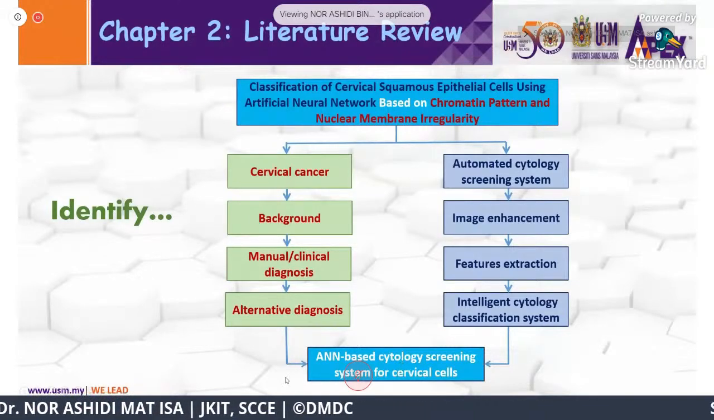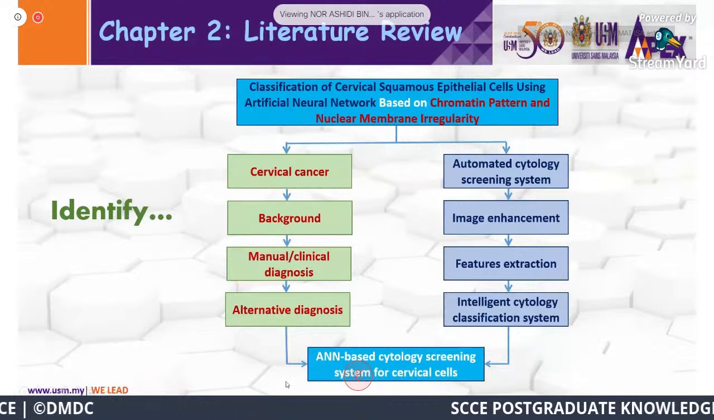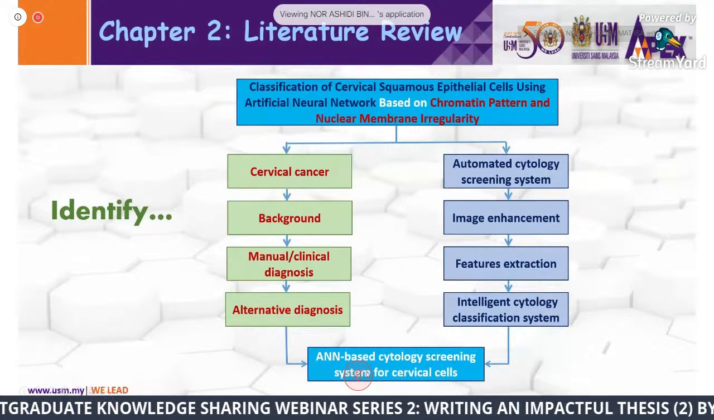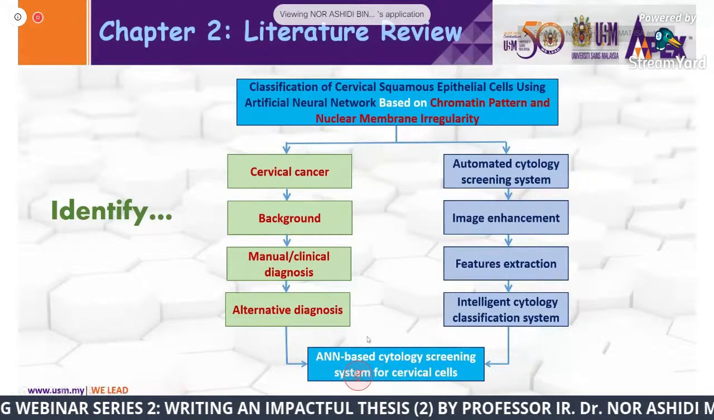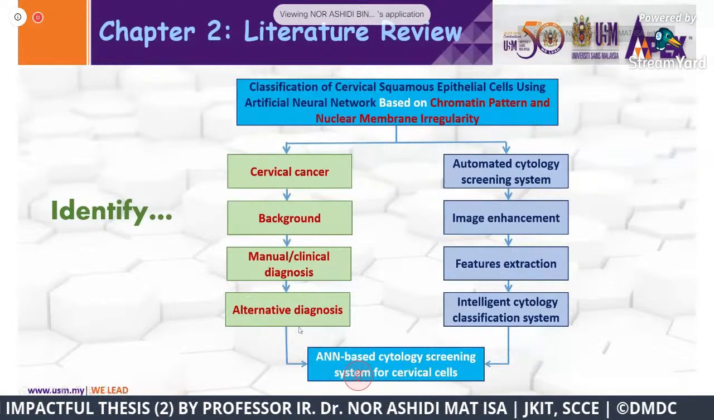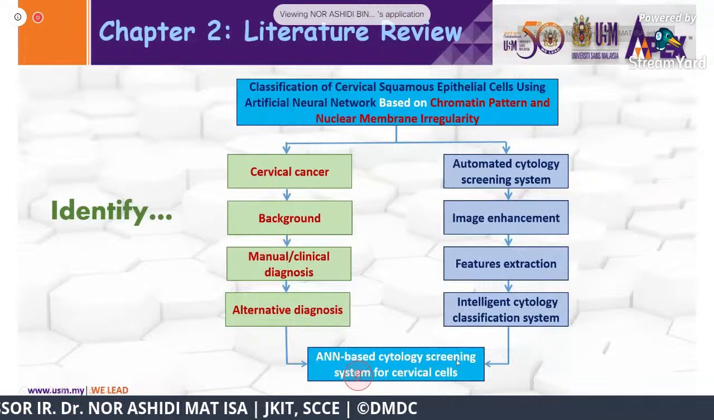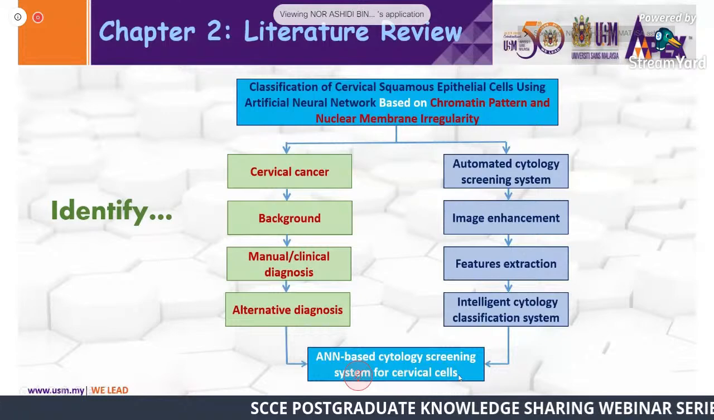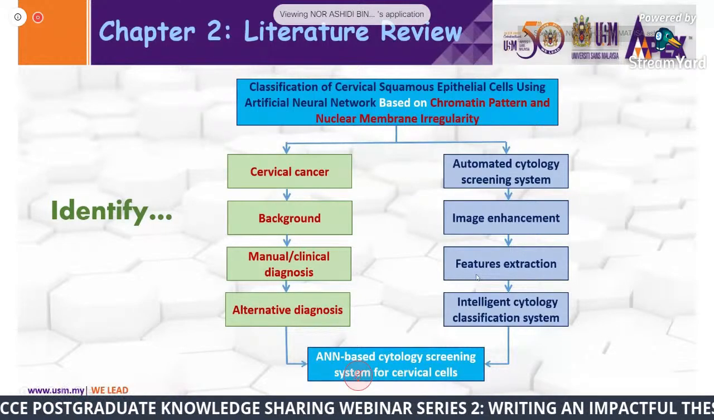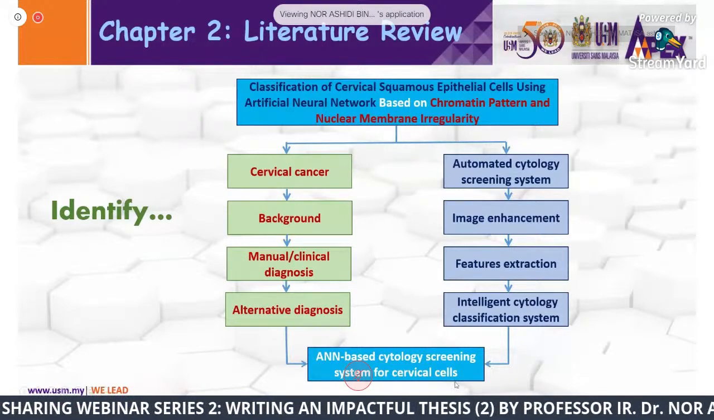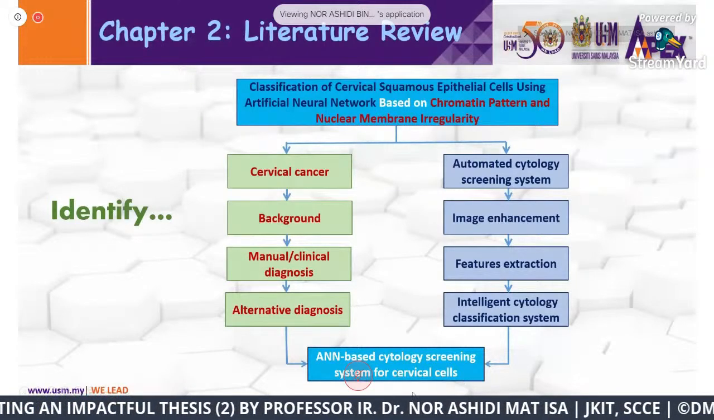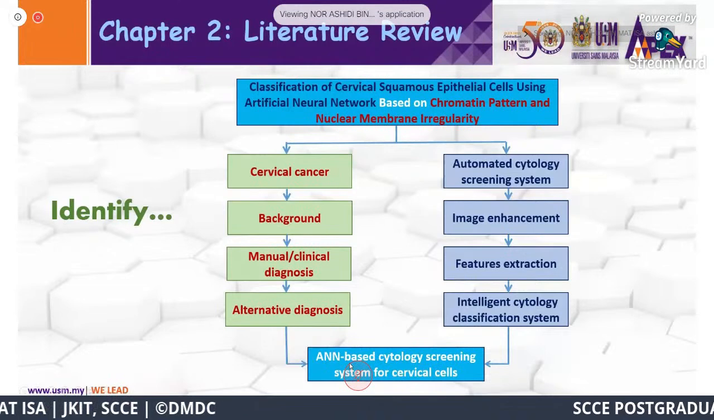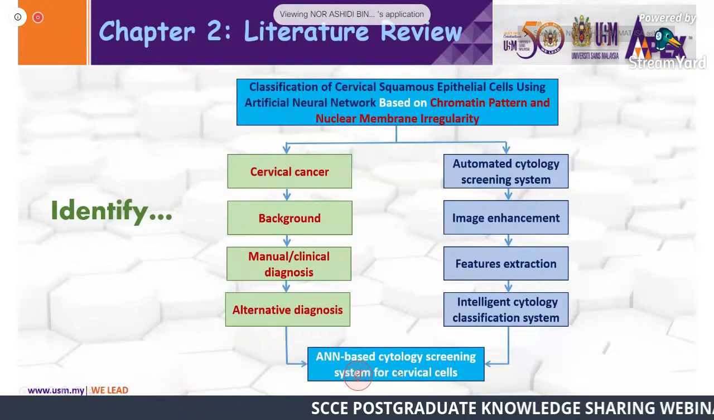So this is an example of applied research, but my student is not using the basic approach. She focused on the problem of the screening system, the problem of extracting the cervical cells, and she proposed a new feature extraction and a new image enhancement in order to extract the cervical cells. She also proposed a new approach using an ANN model to do the screening system.